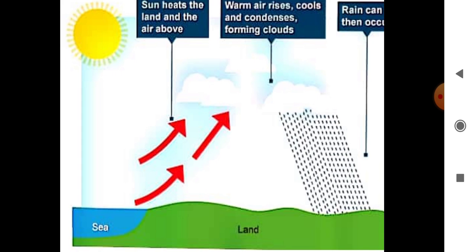This type of rainfall mostly occurs in the equatorial regions, which experience direct sun rays throughout the year. And this type of rain mostly occurs at 4 o'clock in the afternoon.